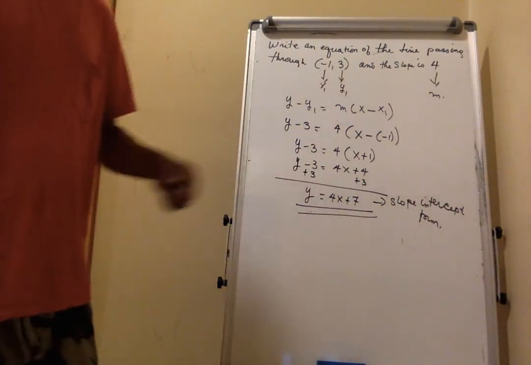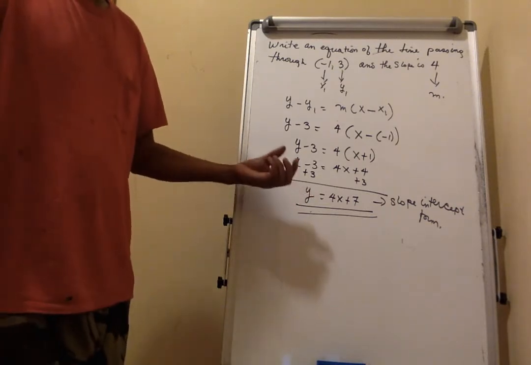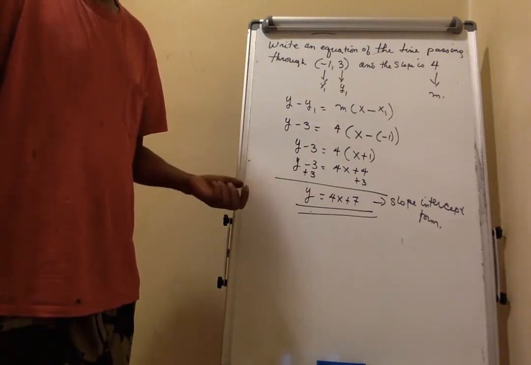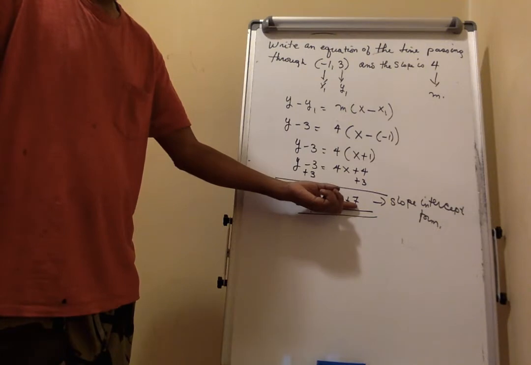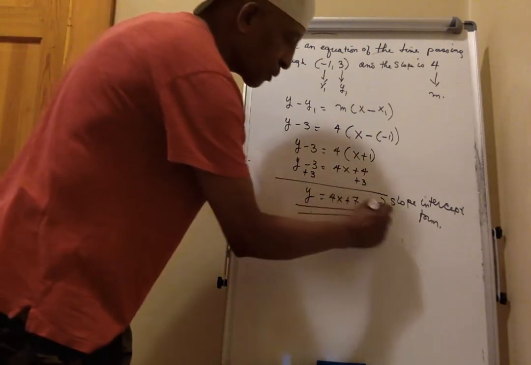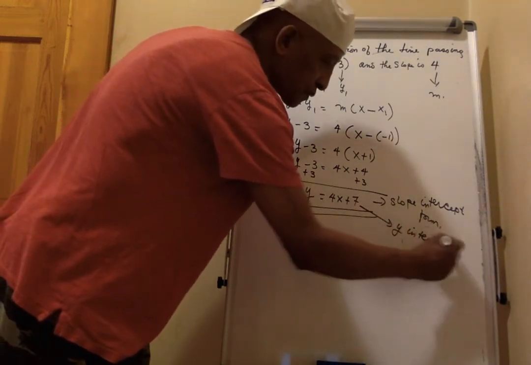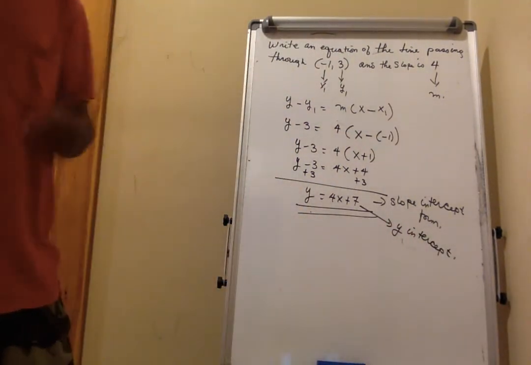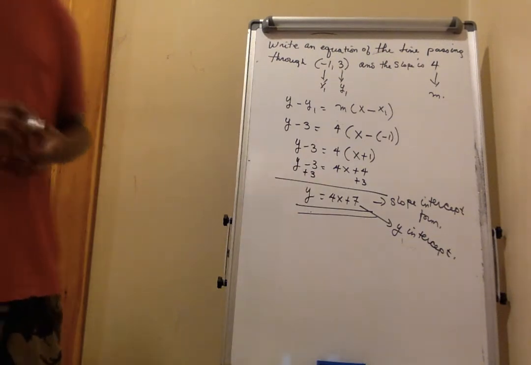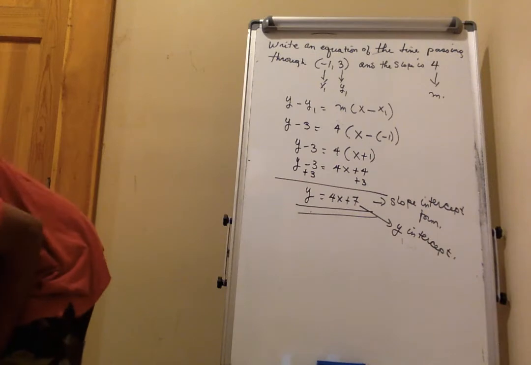We choose this equation because it gives us explicitly what our intercept is, which is 7, meaning when x is 0, y is 7. This is our y-intercept, because you can see it from the equation if you write it in slope-intercept form.